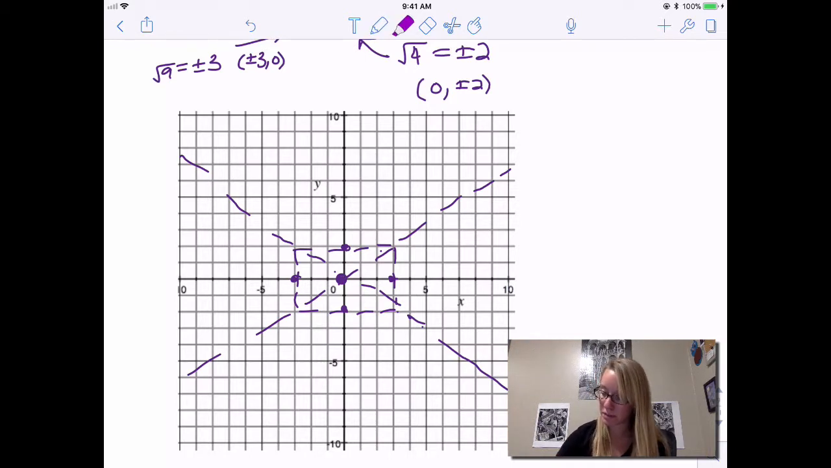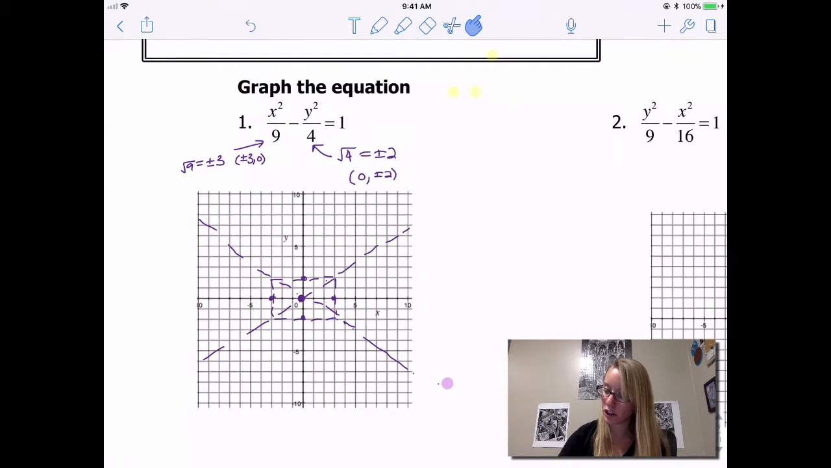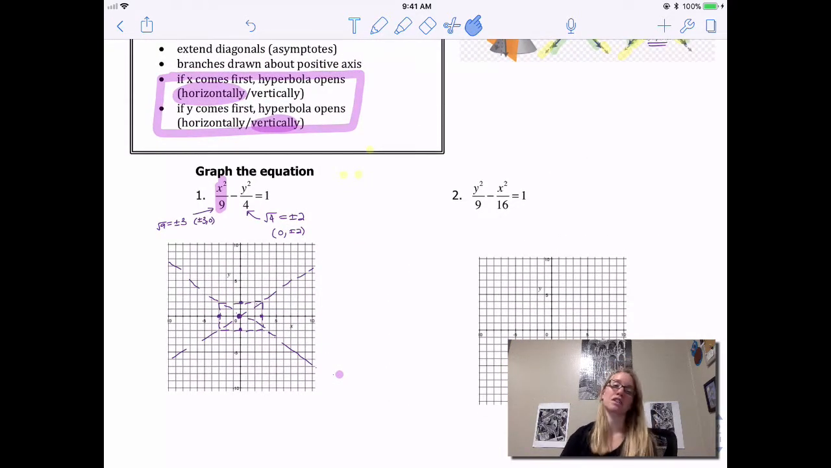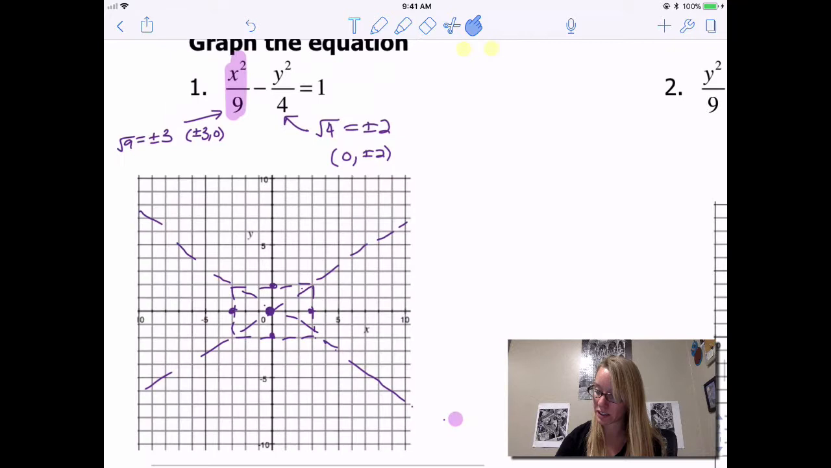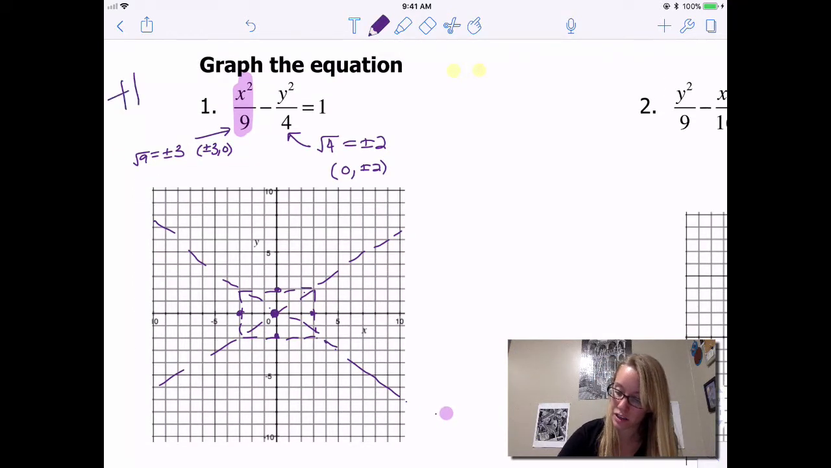So now I've got two options. I'm either going to have a hyperbola that opens like this, or I'm going to have a hyperbola that opens, oh, and it should hit the intercept, open like this. And the way I can tell is I'm going to go back and look at the equation. So x squared is the first, or the positive, value. If x comes first, the hyperbola is going to open horizontally. It doesn't matter which number is bigger, like the 9 or the 4, like in ellipses. I'm going to open horizontally, and I'll just put a big H here for horizontal because x is first.